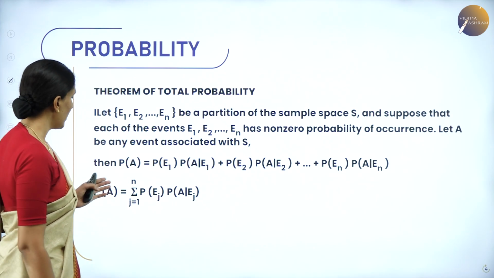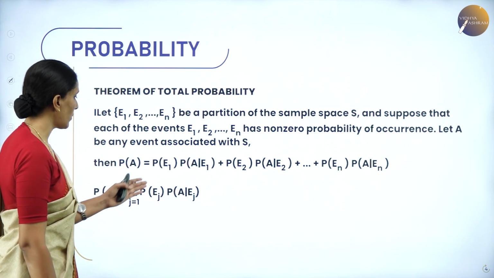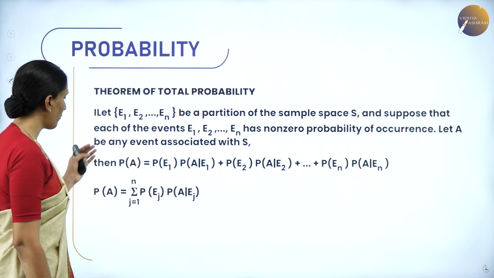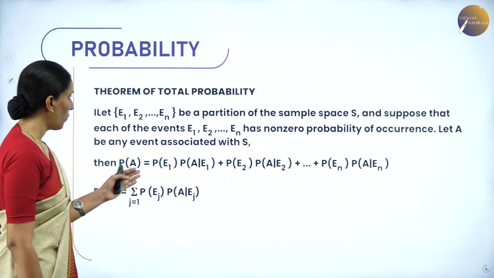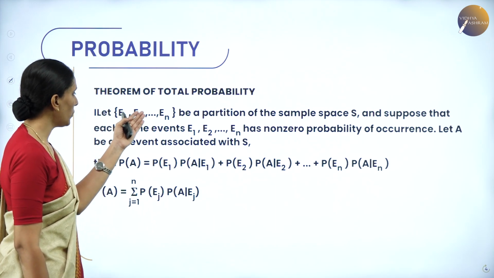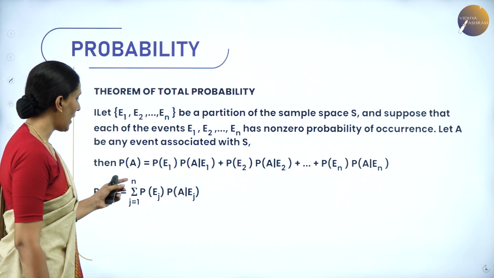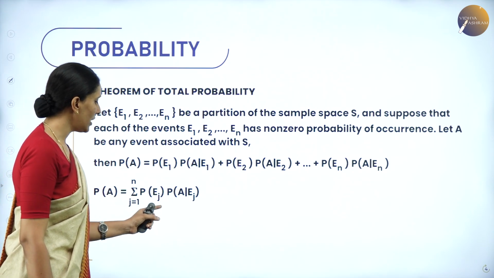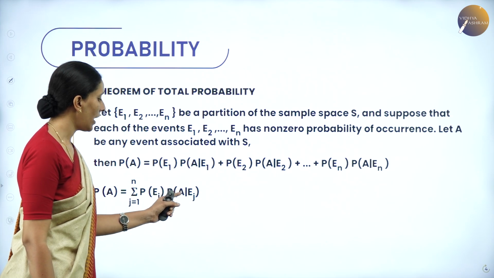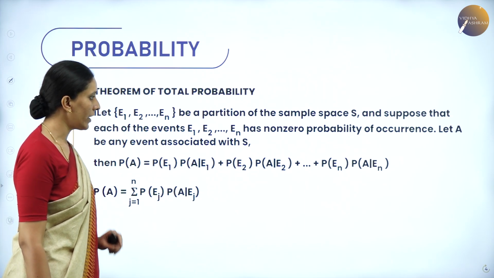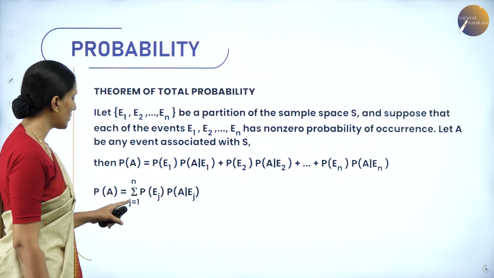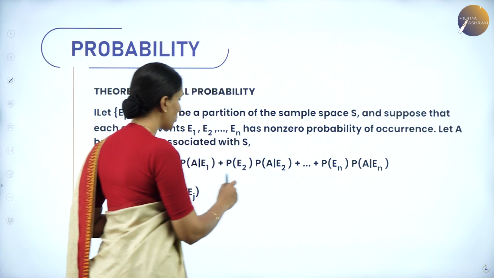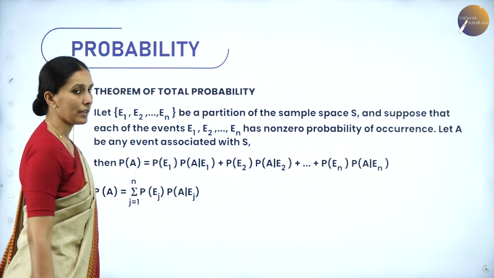So the same thing is represented in this form here. Instead of I, here I have taken J. Therefore, the probability of any event A with the partitions E1 to En can be represented as the summation of I varies from 1 to n, probability of Ej, P of A given Ej is already happened, where J varies from 1 to n. Since this is the summation, it is simplified in this form.